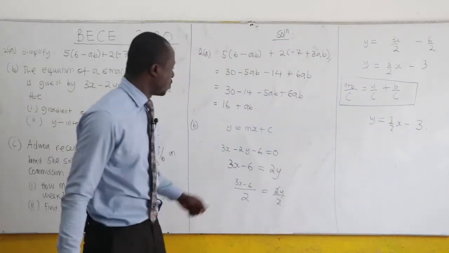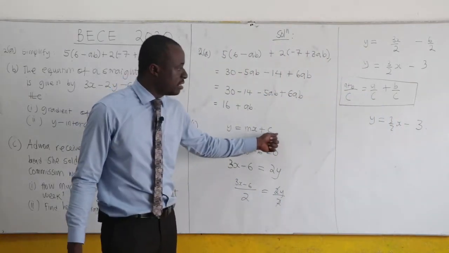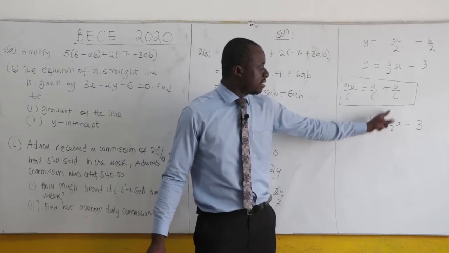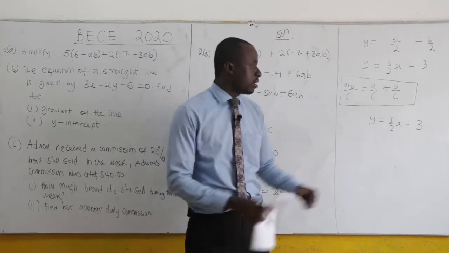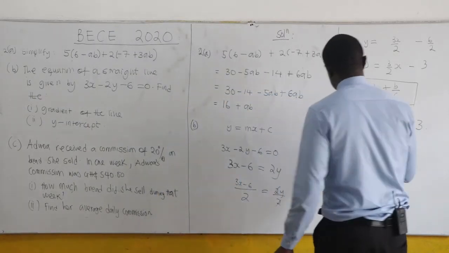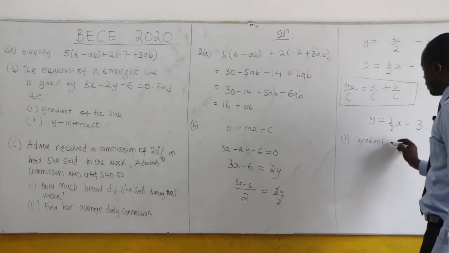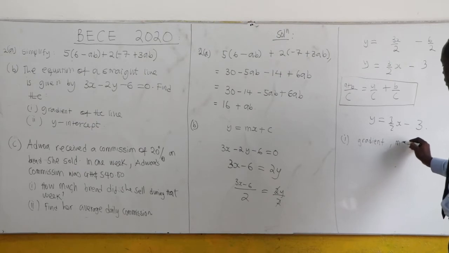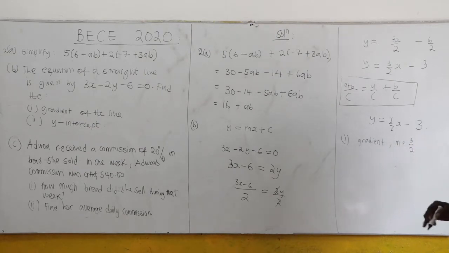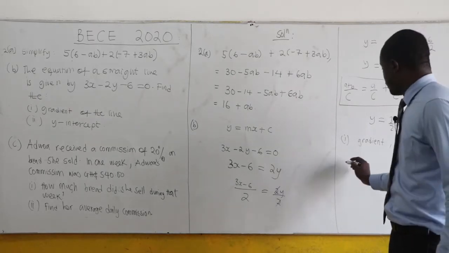Now what can we see over here? We have y equal to mx plus c. So clearly our gradient is what is multiplying the x, which is 3 over 2. Hence our first answer, our gradient is 3 over 2.